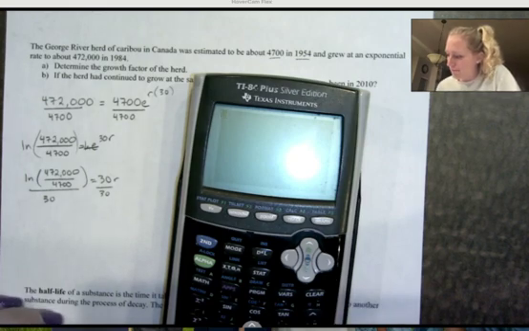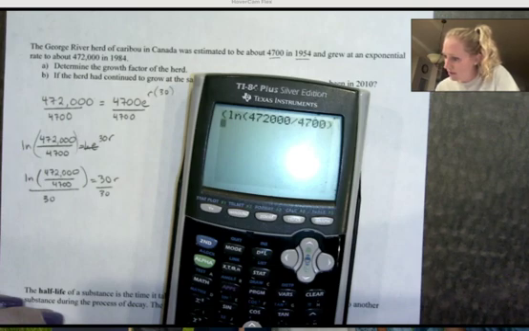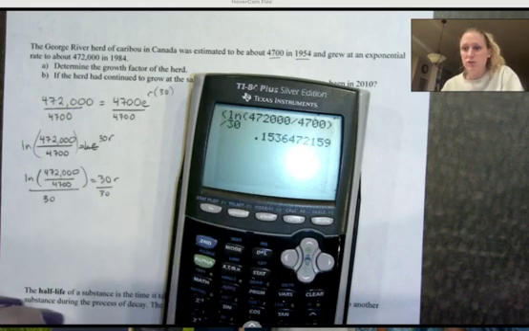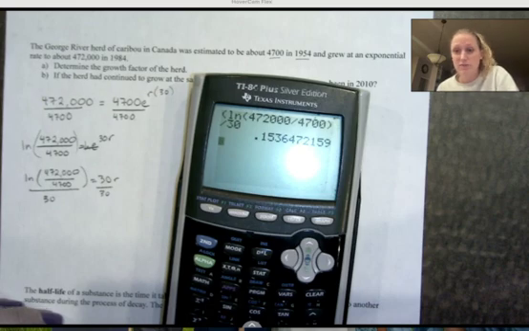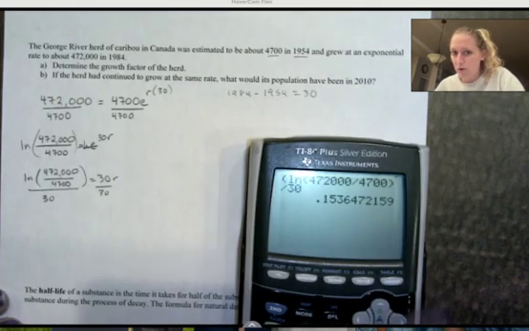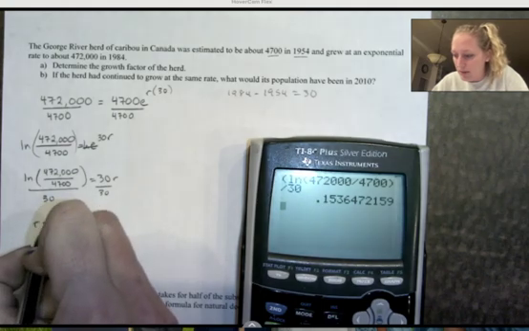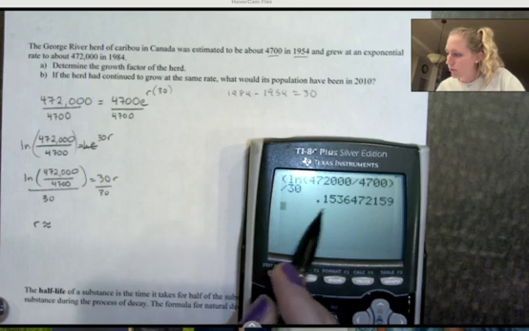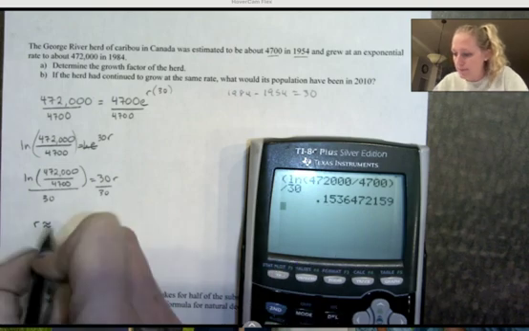So we're going to take the natural log of 472,000 divided by 4,700, and then divide by 30. With this, I would recommend rounding to a minimum of 3 decimal places, if not 4. So this is my r. r is approximately, and we're going to typically be rounding here, which is okay, but like I said, go a ways out so it's more accurate. I'm going to go to 4 decimal places, so r is approximately 0.1536.